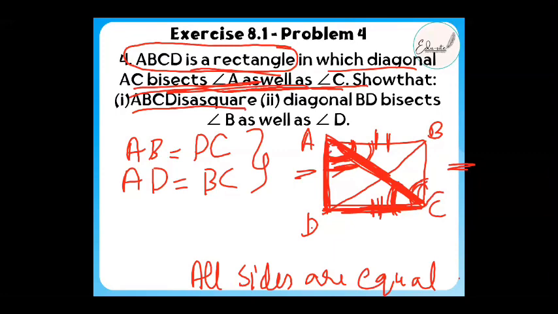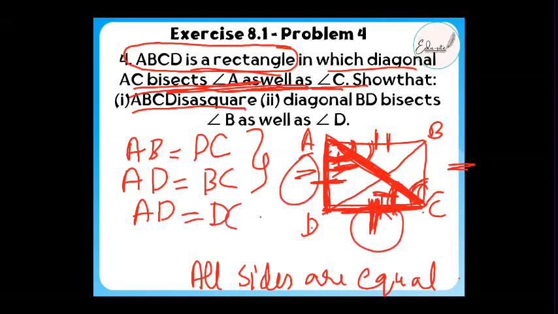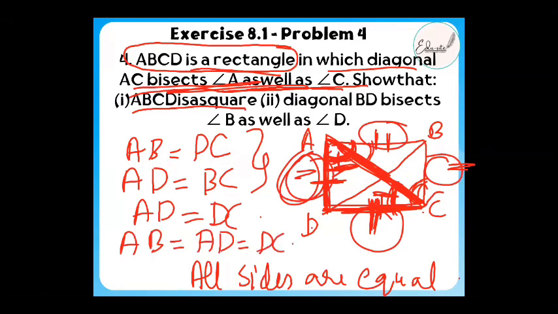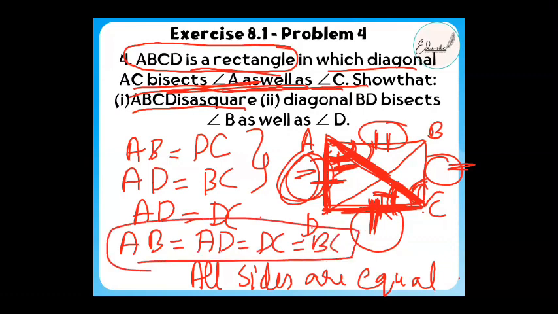If angle A is equal to angle C, then opposite sides are equal, right? If opposite angles are equal, then the sides opposite to the equal angles are also equal. So AD is equal to DC. We already have AB equals AD, and we also have BC equals AD. So we can write AB equals AD equals DC equals BC. If all the sides are equal, then it is a square. That's all. So we have proven that this is a square.